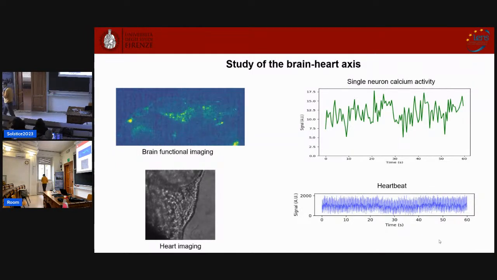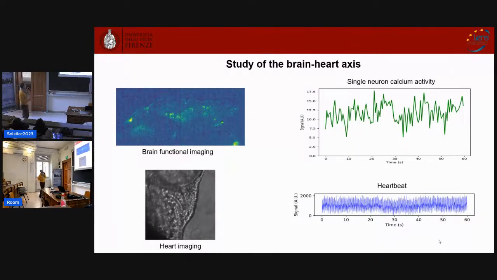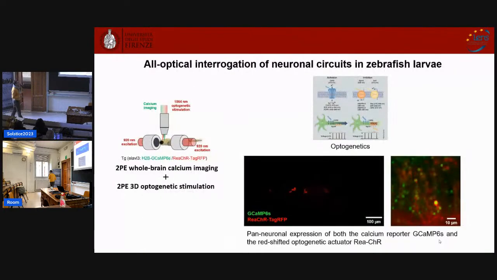That will be replicated in humans, as I will show in the last part of the talk, but we hope to learn from animal models in order to have better algorithms, a better model to be replicated in humans.